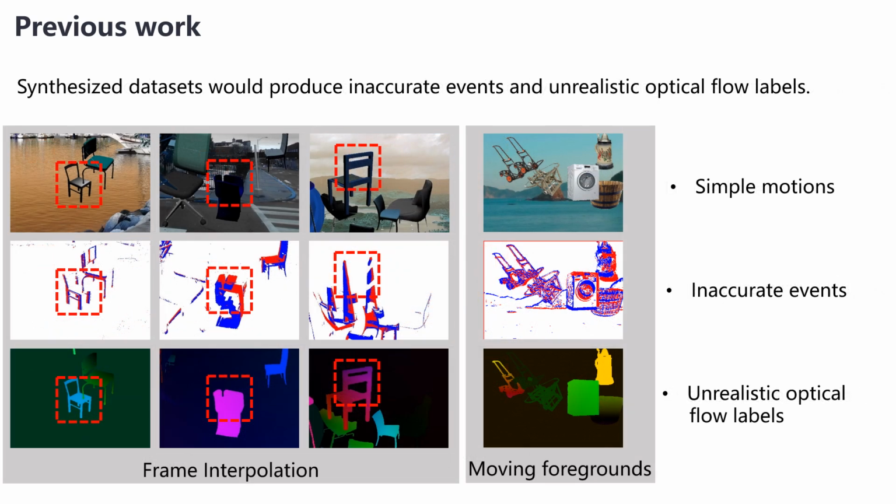Existing synthetic datasets use frame interpolation to generate events. However, occlusion issues can lead to incorrect interpolated frames and produce inaccurate events. Additionally, the simple motions of foreground objects in synthetic datasets lead to unrealistic optical flow labels.